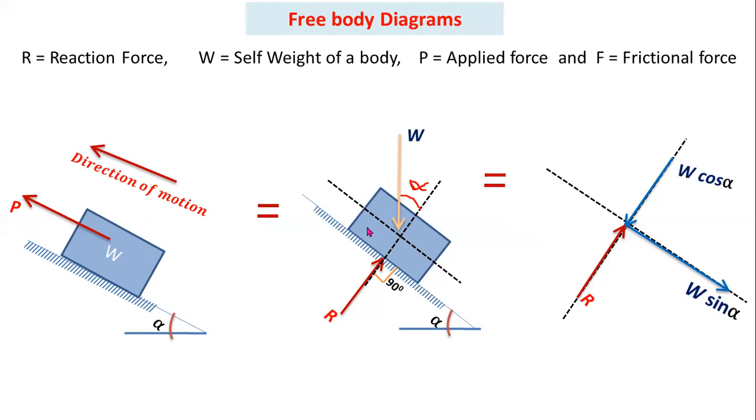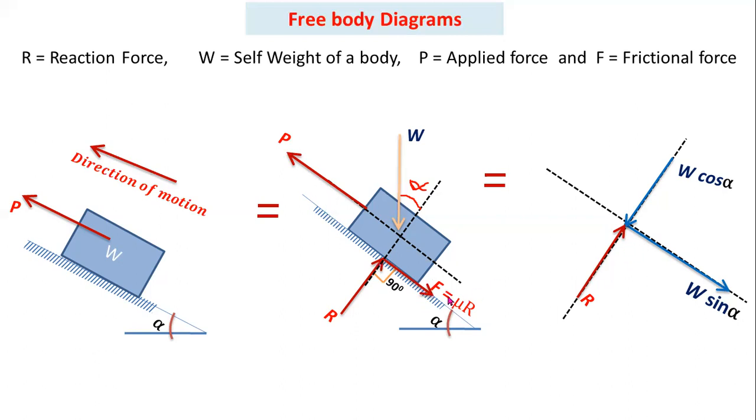Now you have to consider the opposing frictional force here. This is the opposing force, frictional force F equal to mu R. Frictional force always acts parallel to the contact surface, and the direction of this friction force is always opposite to the direction of motion of the block.